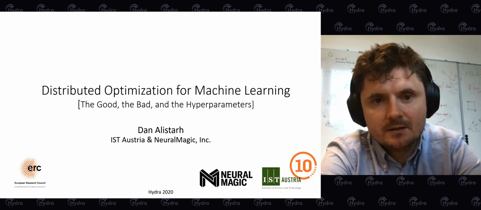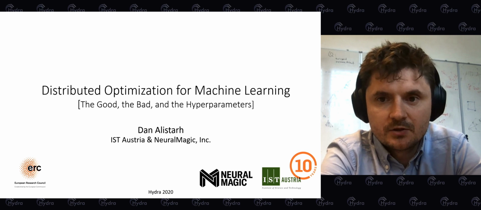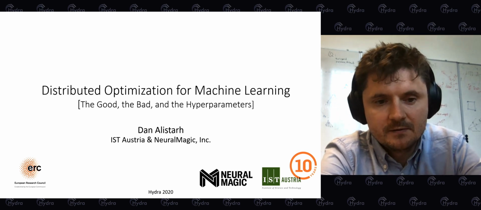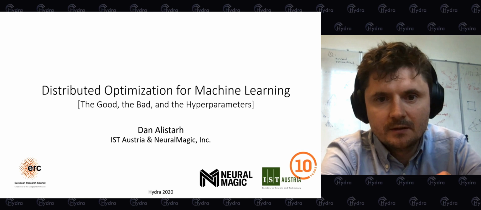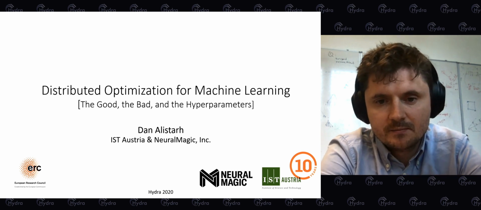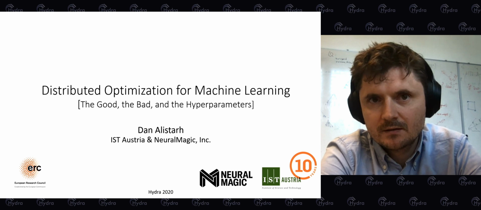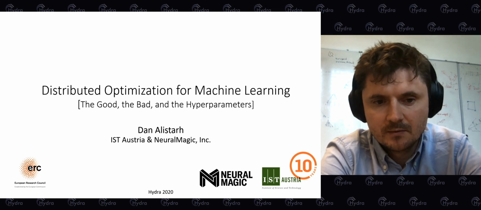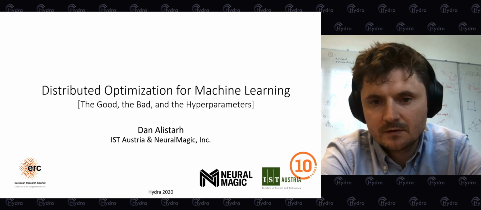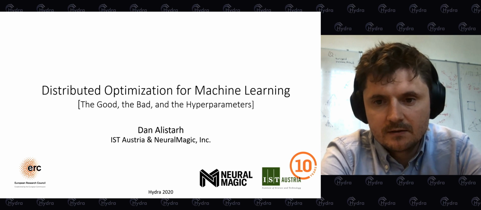This talk is going to be about my experience working on distributed machine learning, in particular ways to scale the training of deep neural networks. This talk is based on my experience as an academic or as a researcher working at IST, but also working as an ML research engineer, and now the ML research lead at Neural Magic, which is a startup based in Boston, Massachusetts.